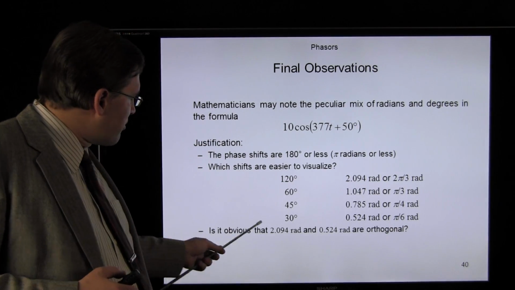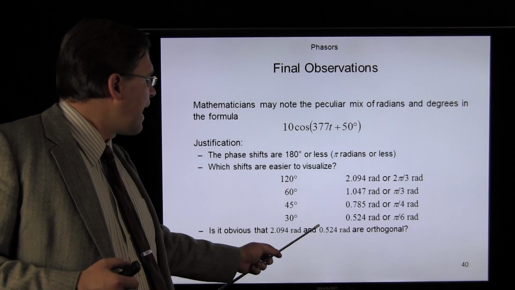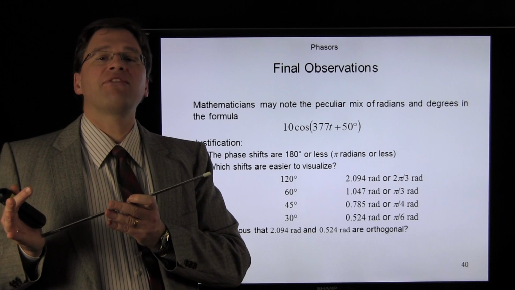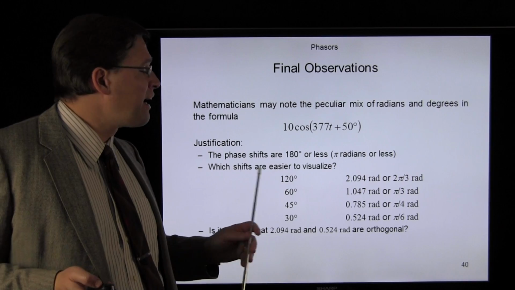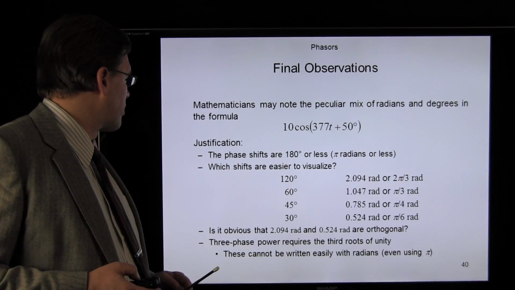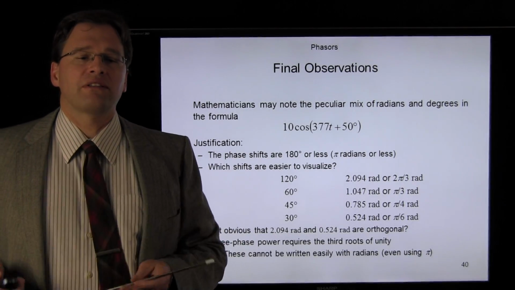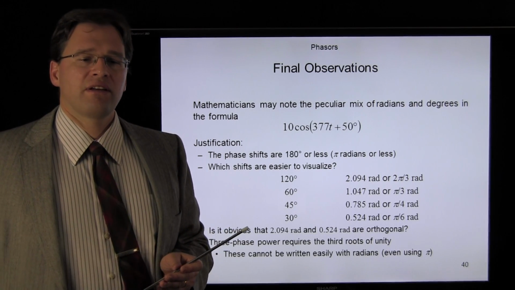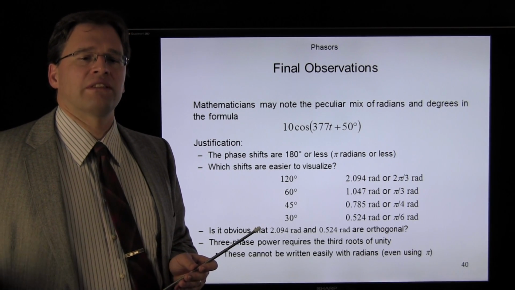Also, is it entirely obvious that 2.094 and 0.524 are orthogonal? They differ by 90 degrees. Even if we were to add multiples of pi in there, it would not be obvious that these two are orthogonal. Finally, three-phase power requires roots of unity, and these are even worse if we want to write them with radians. They're very easy to write in terms of degrees.